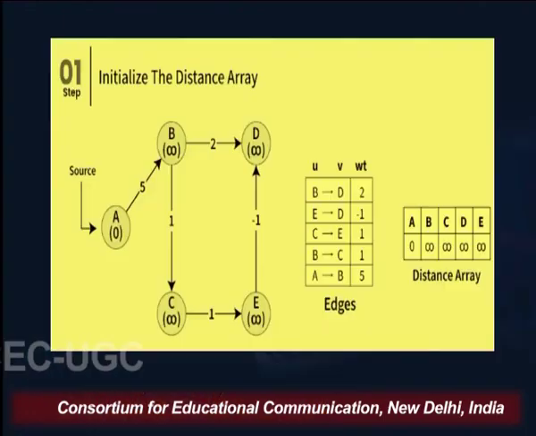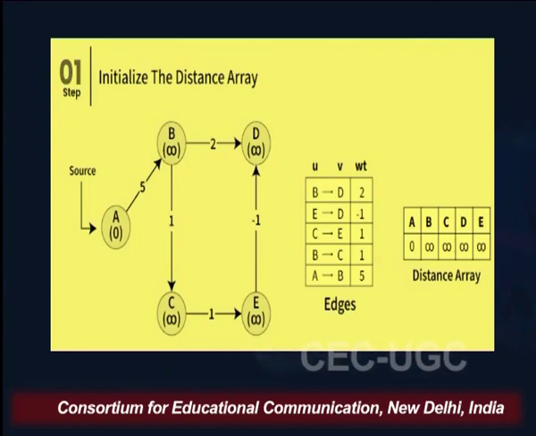For V minus 1 iterations, calculation of shortest path, and for the Vth iteration we will be moving to the determination of the negative weight cycle if it is present. So, here we will be taking another example, which is similar.